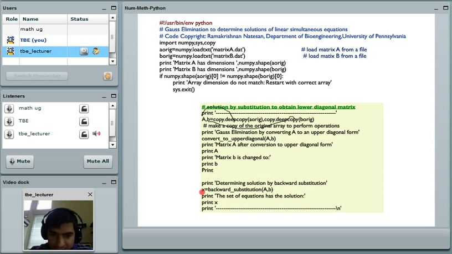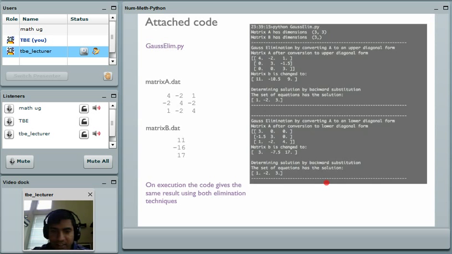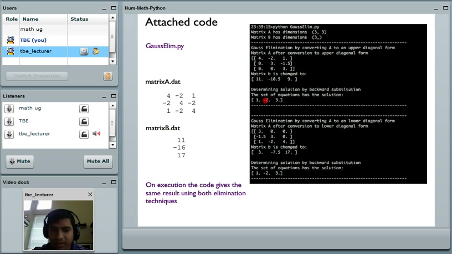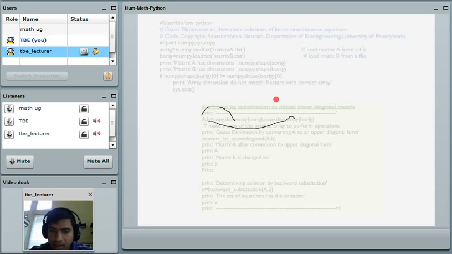What this does is it says x is backward substitution A comma B. It takes the converted values of A and B and passes them to the function backward substitution to get the solution x. And finally, you'll find that the solution is 1, -2, and 3. So this is the solution using conversion to upper diagonal form.